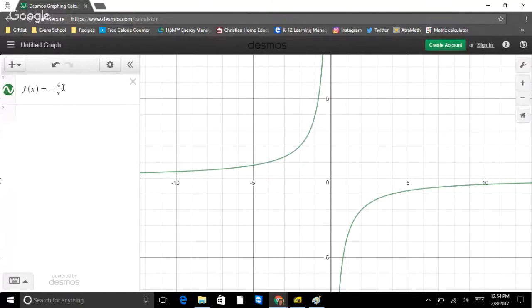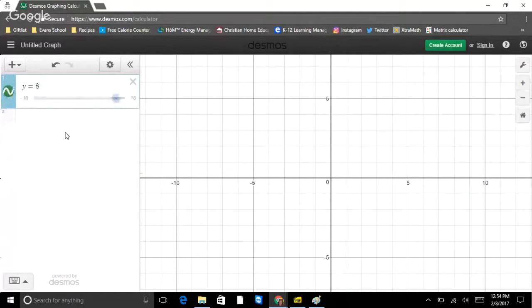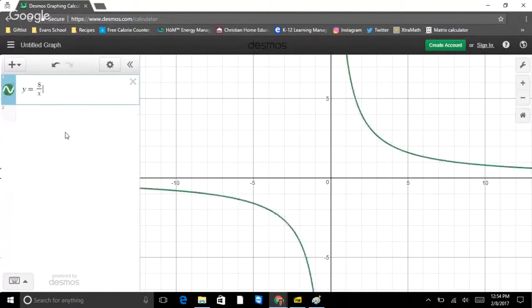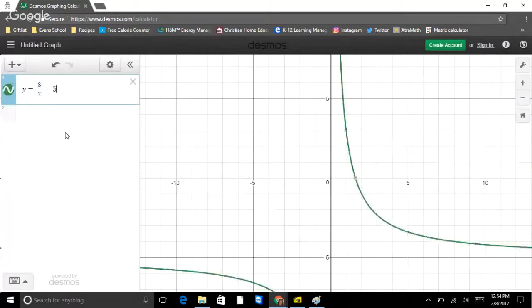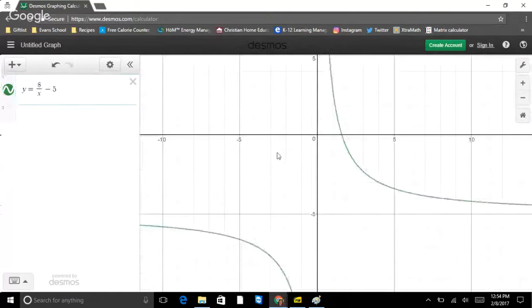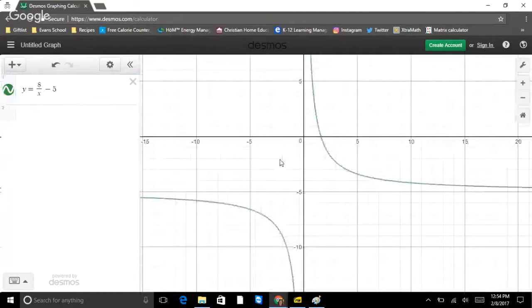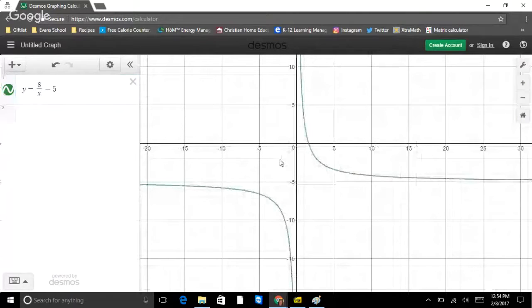So let's do number 2. We have y equals 8 divided by x. Let me draw on here for you guys. Okay, so let me zoom out a little bit. Maybe we can see even a little bit better here, right?